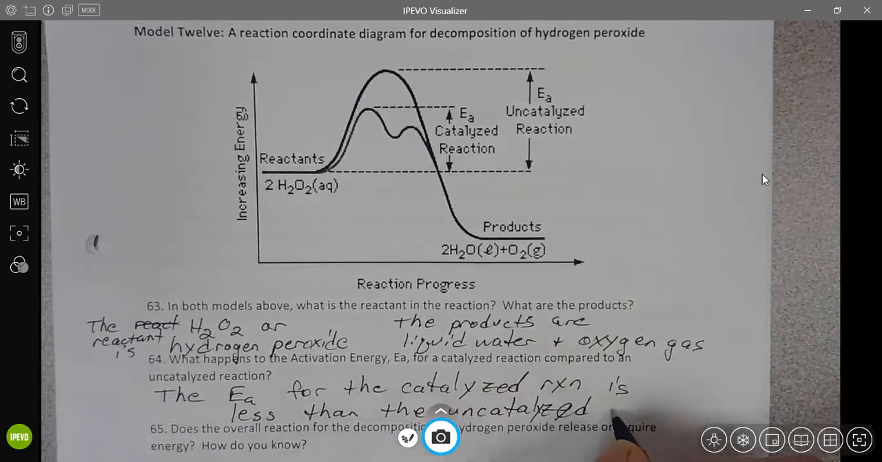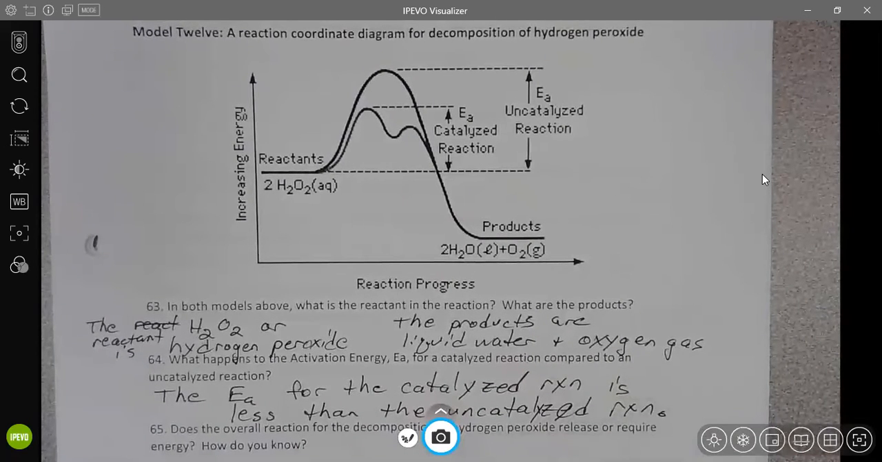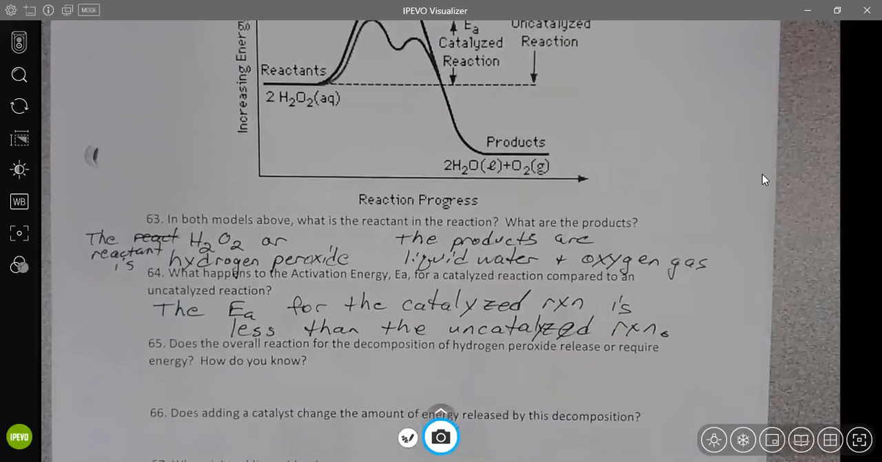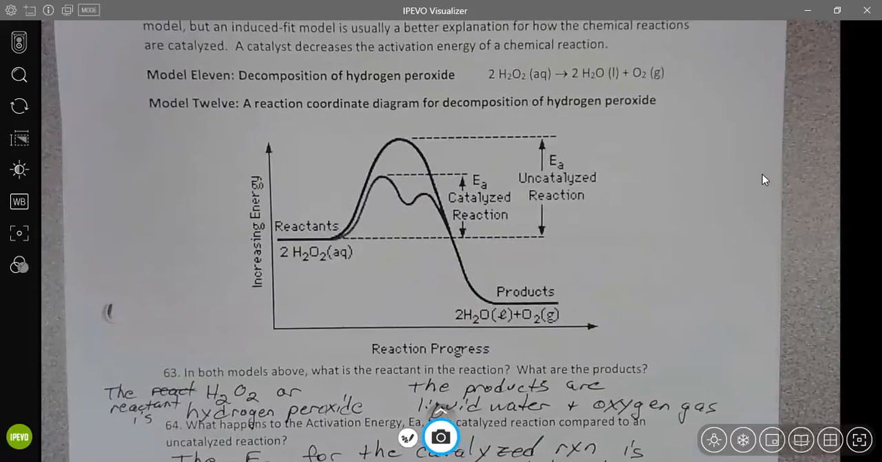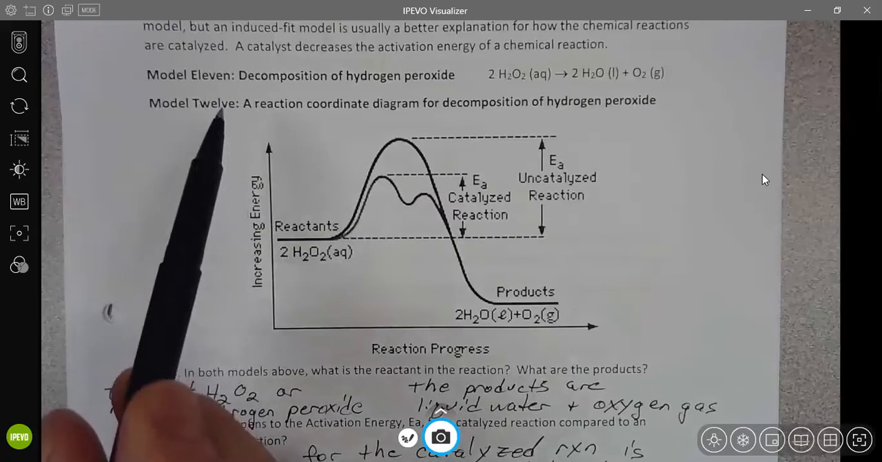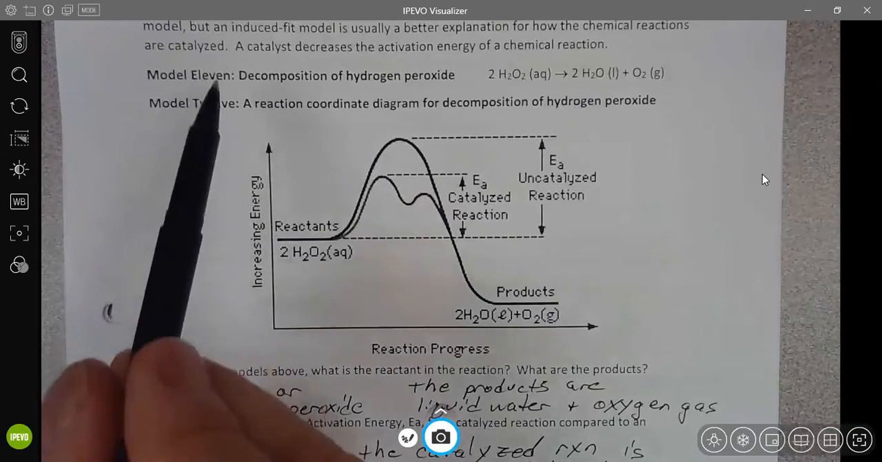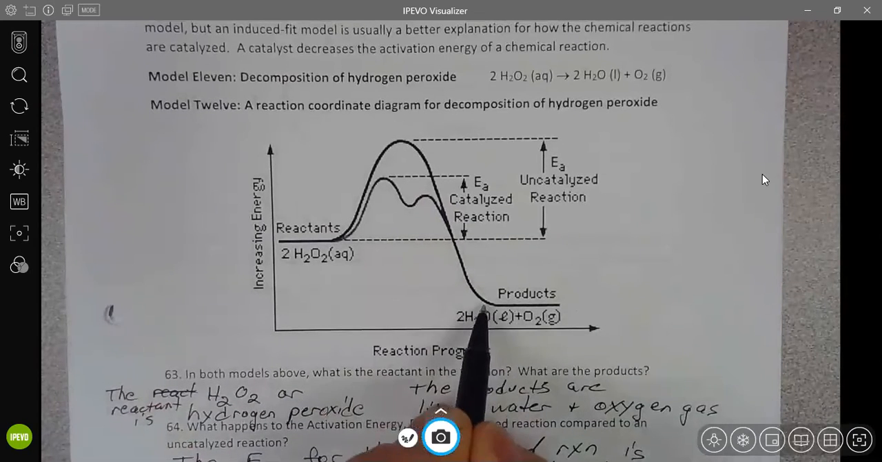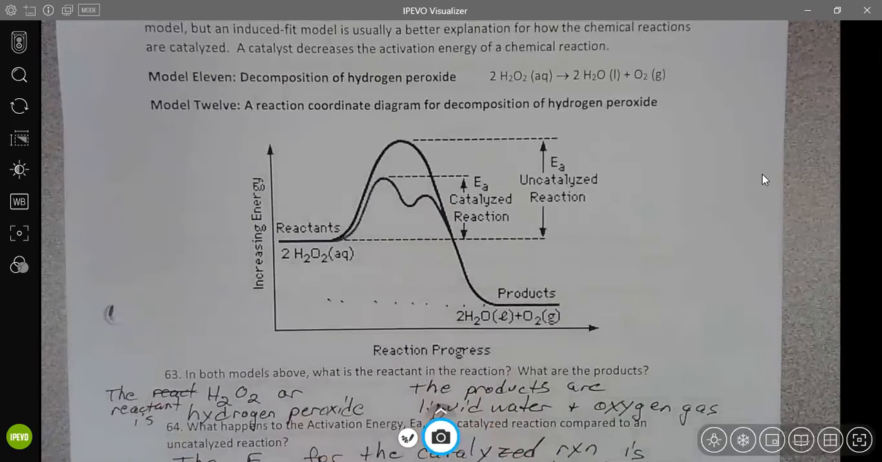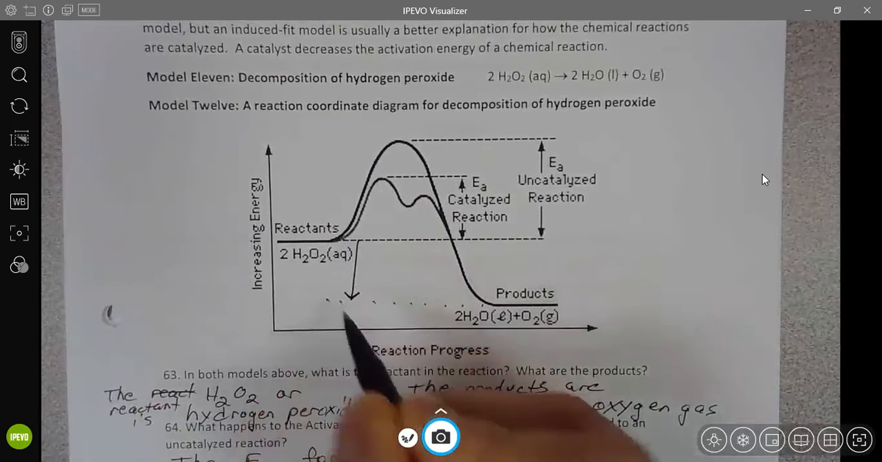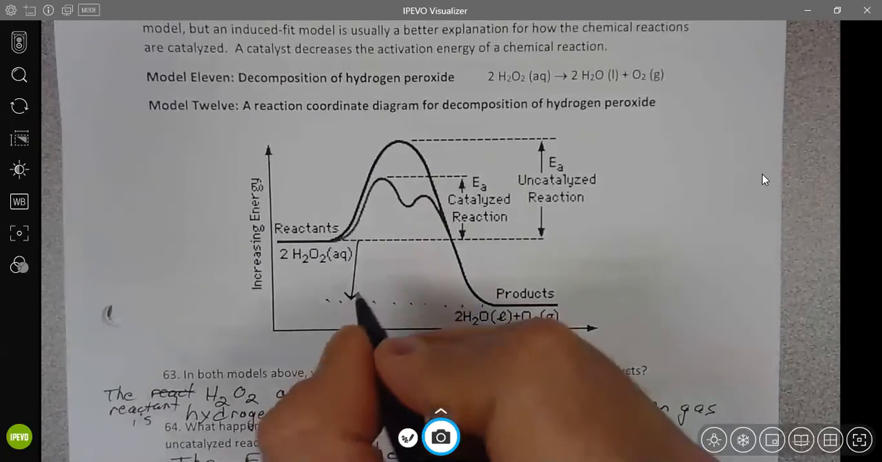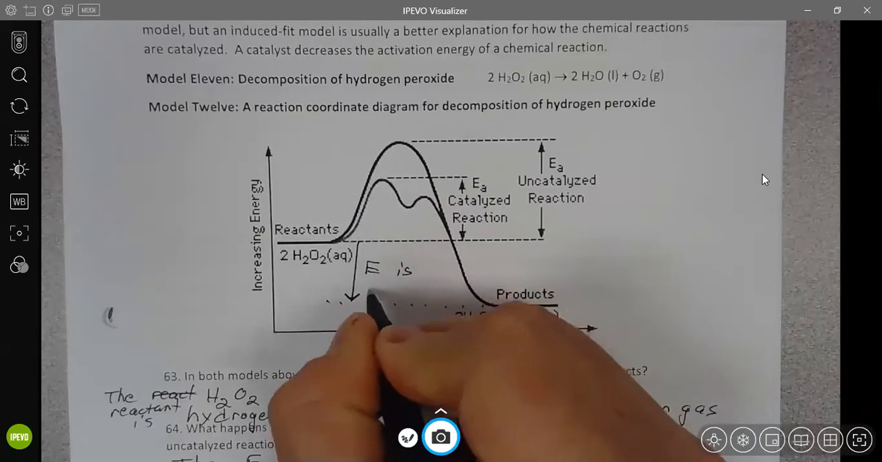Uncatalyzed reaction. Does the overall reaction for the decomposition of hydrogen peroxide release or require energy? How do you know? So here's our graph. Here's our model 12, the reaction coordinate diagram. Here's energy, increasing energy. How would you say the reactants compare to the products in terms of energy? Hopefully you would say that the reactants are higher than the products in energy. So energy is released.